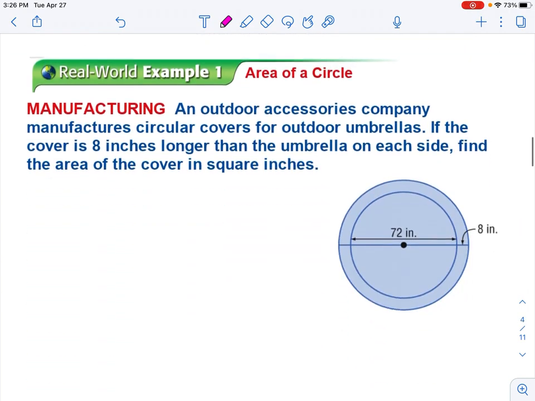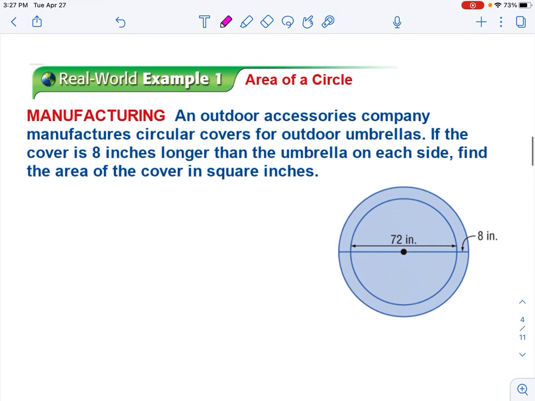So in manufacturing, an outdoor accessories company manufactures circular covers for outdoor umbrellas. If the cover is 8 inches longer than the umbrella on each side, find the area of the cover in square inches. So they have a nice picture here for us. We know that our umbrella is 72 inches, but we actually just need the radius of 36. Then to find the radius of the whole thing, we go ahead and add 8 to it, so 44 inches.